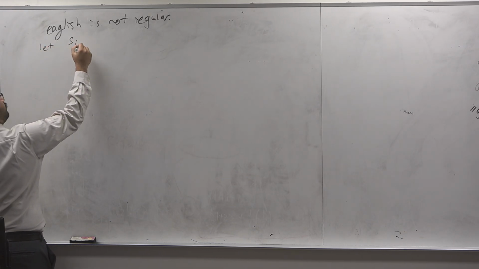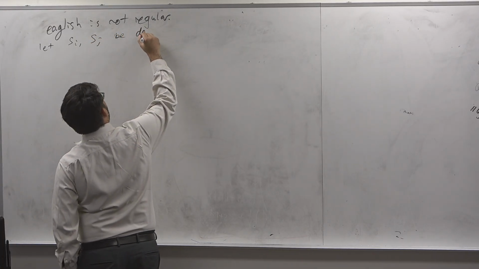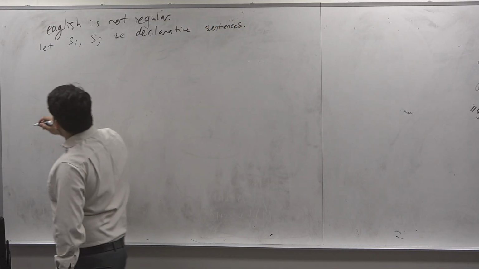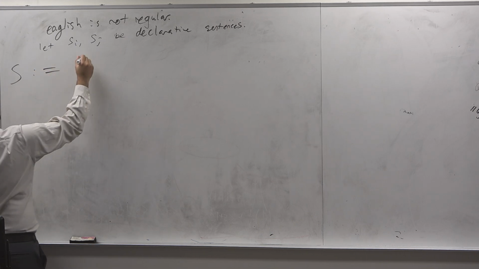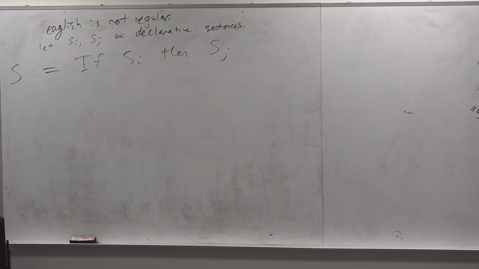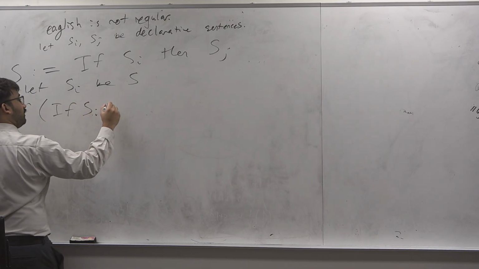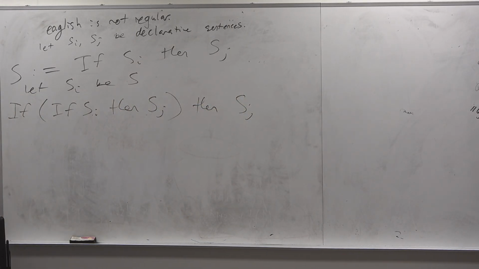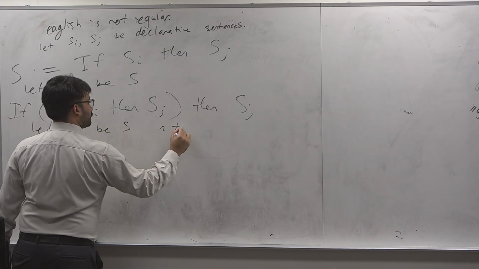Let S_i, S_j be declarative, specifically declarative, sentences, and let them be grammatical. Consider this sentence S to be: if S_i, then S_j. Okay? Let S_i be S. Then we would have: if S_i, then S_j, then S_j. Let S_i be S n times.